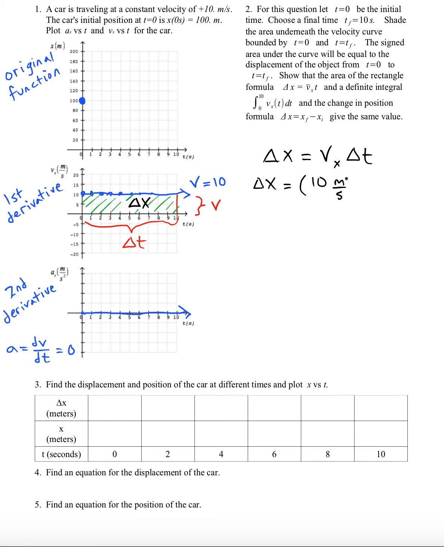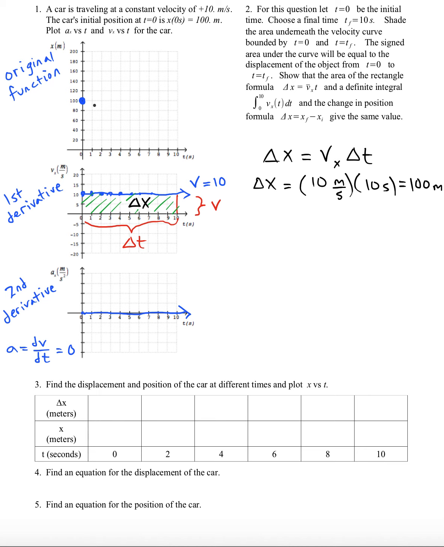It's a 10 meter per second speed, and it lasted for 10 seconds. So how far did the car travel? 100 meters. Now this delta x is neither an initial nor final position. It's a change in the position. It's a change in the graph above.